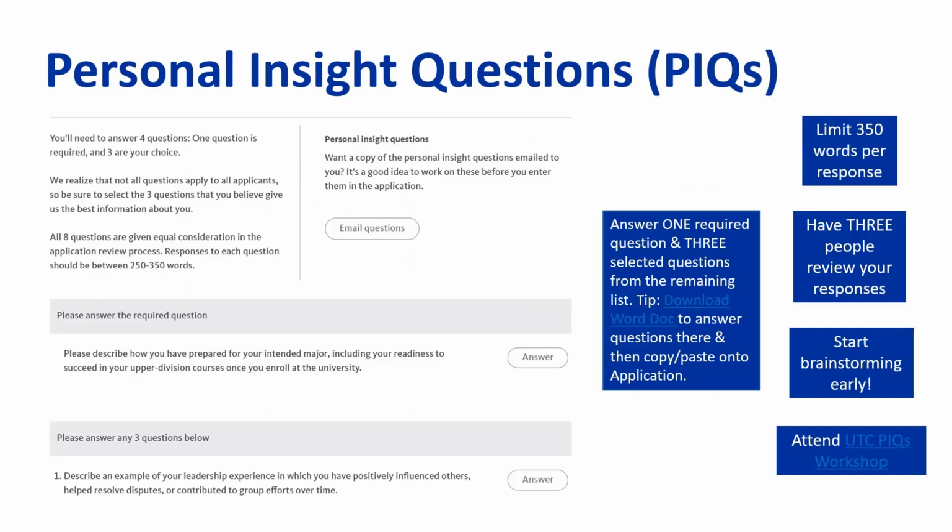So here in this section, you will be asked to answer 4 questions. The first question is required of all transfer students, and it's going to ask you to describe how you have prepared for your intended major, including your readiness to succeed in your upper division courses once you enroll at the university. The other 3 questions are going to ask you a variety of things, and you'll get to choose from a list of 7 questions. You'll get to choose 3 of them. So start brainstorming early.